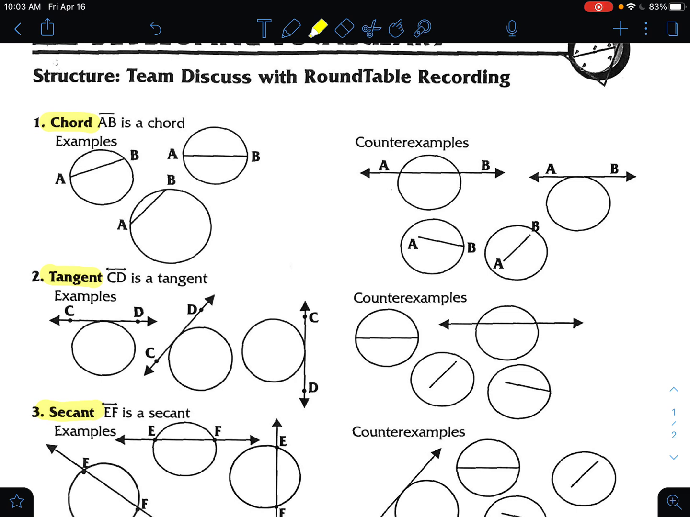Okay, so for a chord, I want you to pause the video and look at these examples. AB is a chord here. These are counter examples, which means they are not chords. So either in your mind or on your notebook paper, write down a quick definition of what you think a chord is with respect to a circle.